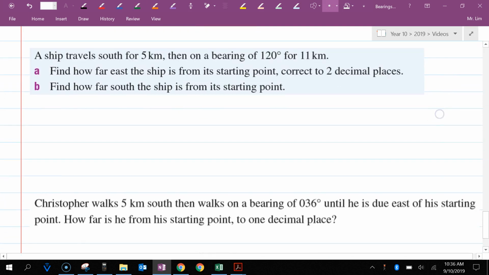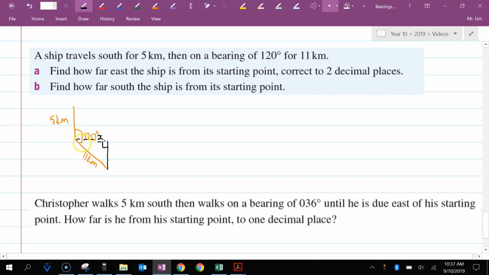Okay. A ship travels south for 5 kilometers, then on a bearing of 120 degrees for 11 kilometers. So it travels south for 5 kilometers, then on a bearing of 120 degrees for 11 kilometers. Find how far east the ship is from its starting point. So we need to work out how far east. We'll call that x.